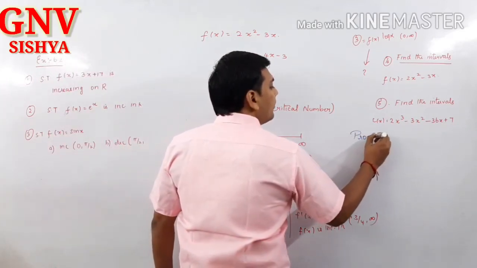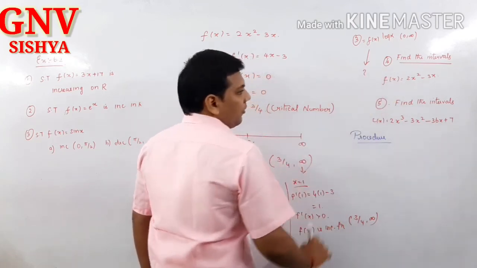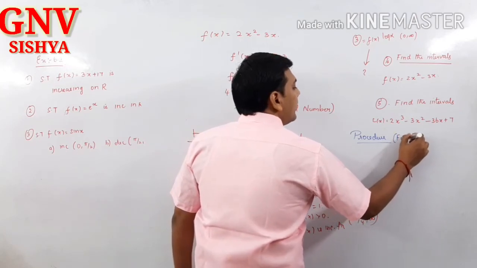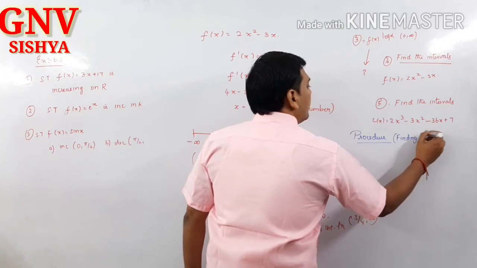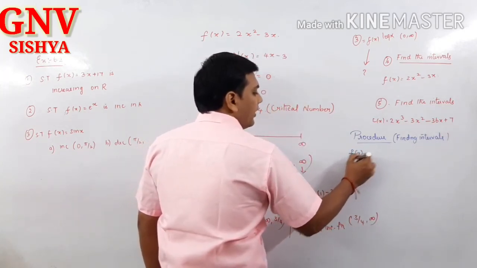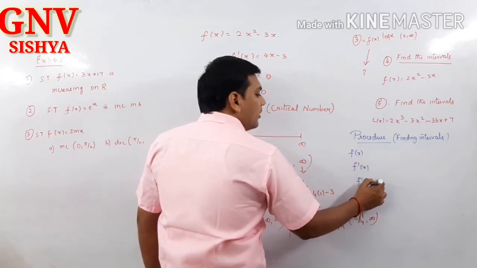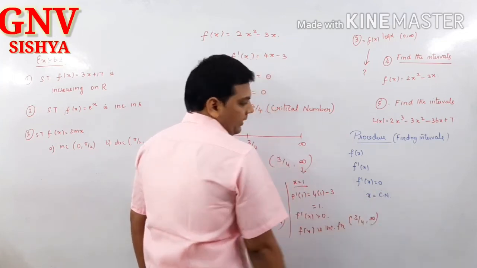It looks very simple. Whenever you have to find the intervals of increasing and decreasing function, what you have to do is, a function will be given. The function should be differentiated. Equate the differentiated function to 0. You will get x values. That value is called a critical number.